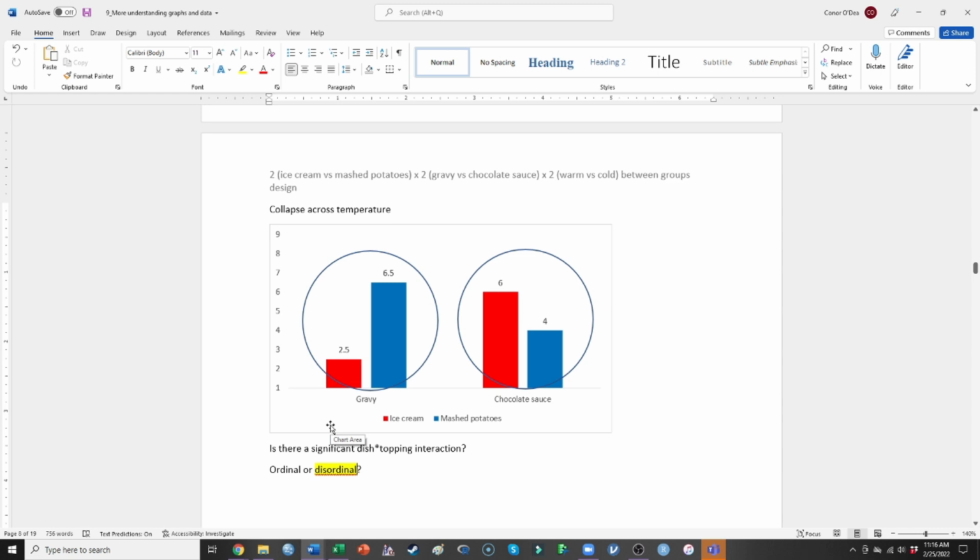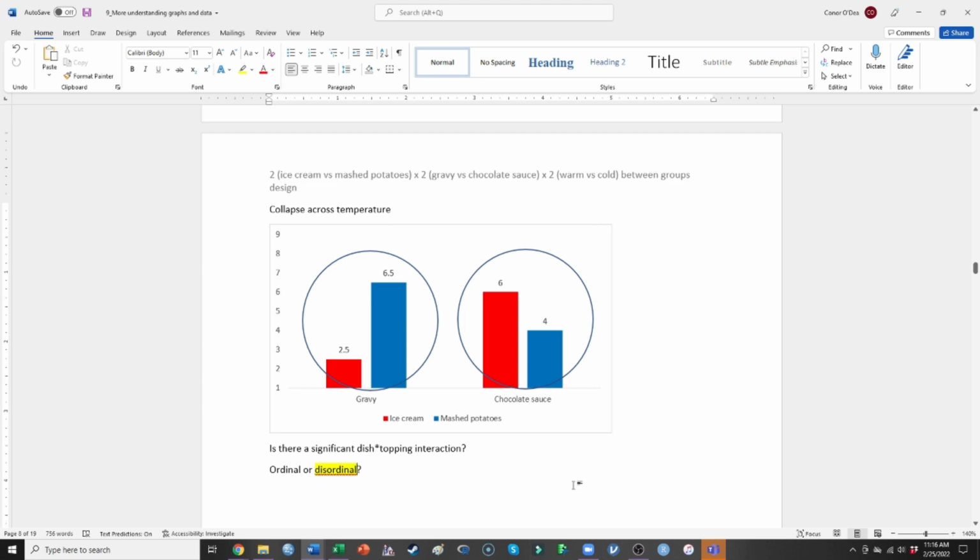And the reason that this is a disordinal interaction is because when participants were given gravy, they preferred mashed potatoes, but then the ordering changed. They did not maintain their ordering. So here, they preferred mashed potatoes with gravy, but over here, they actually preferred ice cream to mashed potatoes.